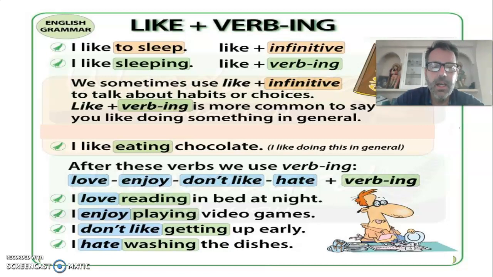After these verbs, we use verb ing: love, enjoy, don't like, hate, plus verb ing. I love reading in bed at night. I enjoy playing video games. I don't like getting up early. I hate washing the dishes.